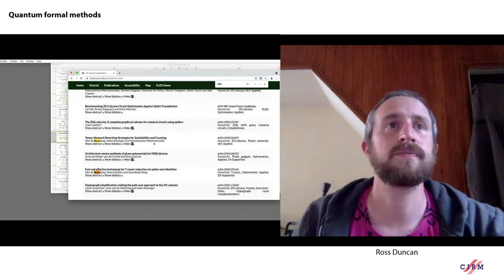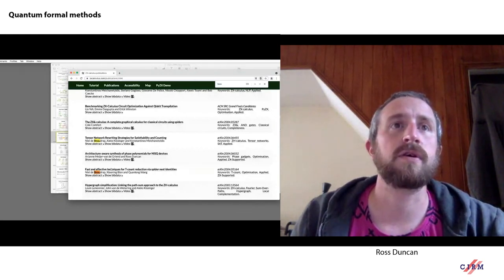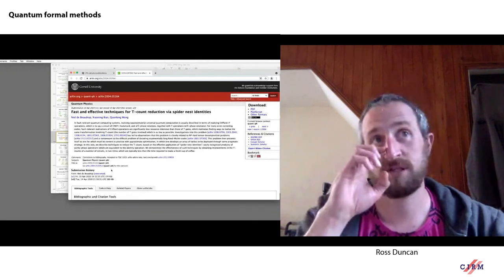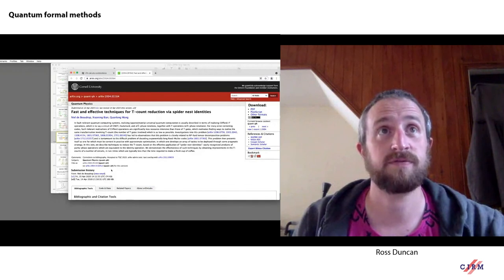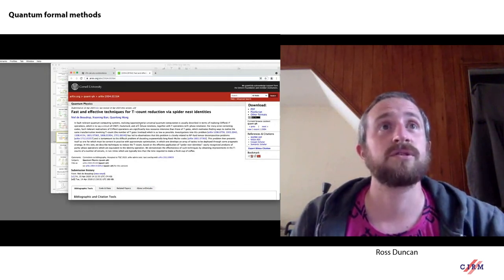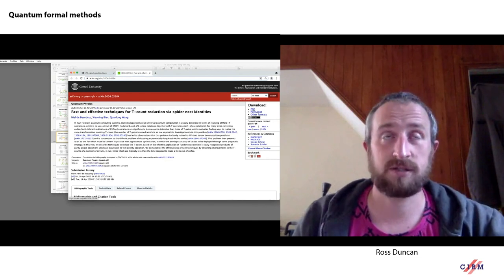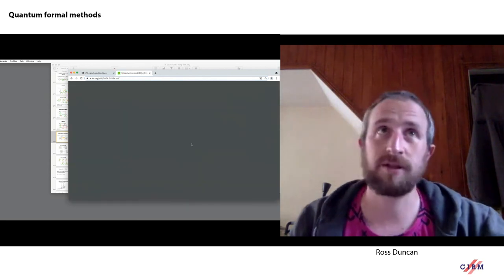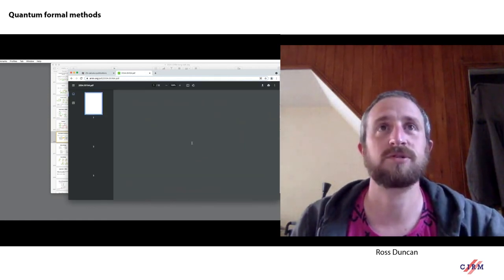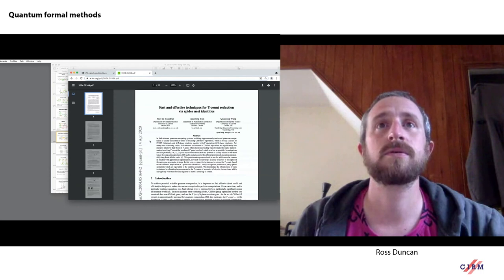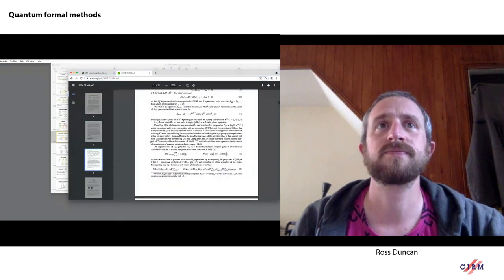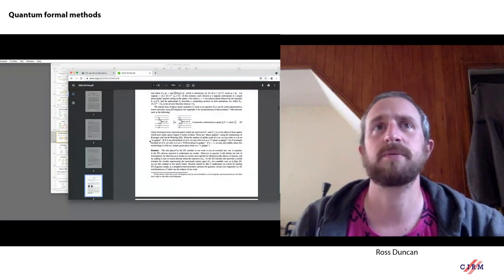So here we go. If I click on this, I believe this is currently the best method of T-gate reduction. There is also an older paper from Alex Kissinger and John van de Wetering, which was at that time also the best, but I think it was superseded. I'm assuming you can still see my screen. Yeah. And you can see also the use of the phase gadgets in this paper.